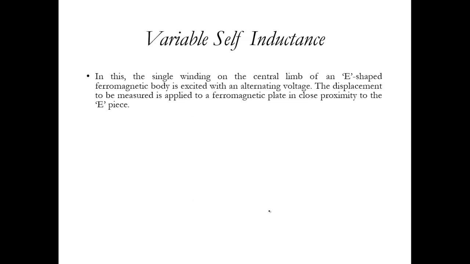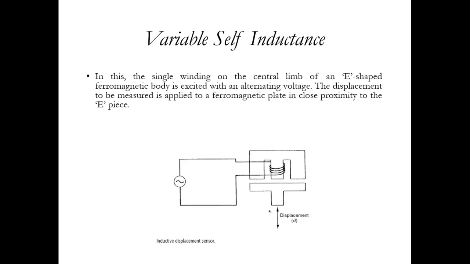Now, the first one is variable self-inductance, where we use a single E-shaped ferromagnetic body. It's excited with an alternating voltage, or an AC, and then the displacement can be measured by putting a ferromagnetic plate again in close proximity. This is the ferromagnetic plate here also. Now, this can be connected to the object whose displacement we want to measure.